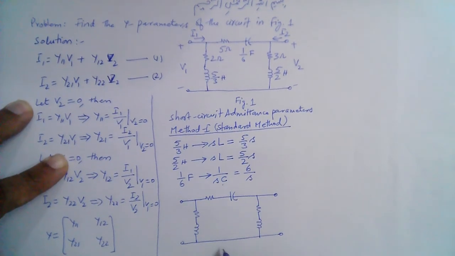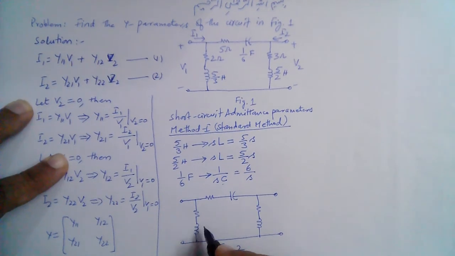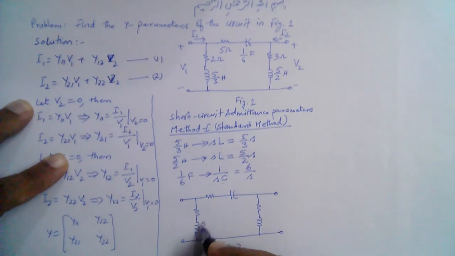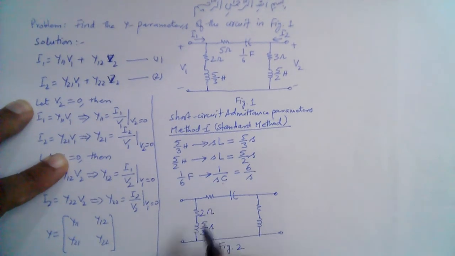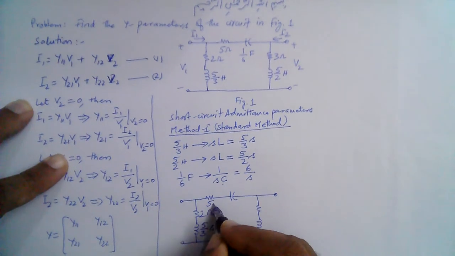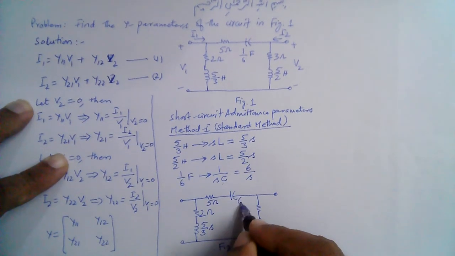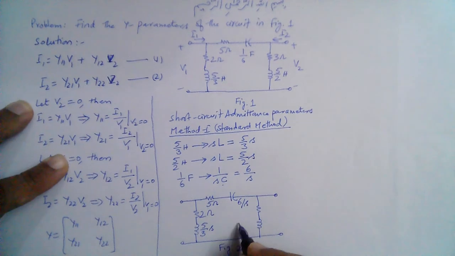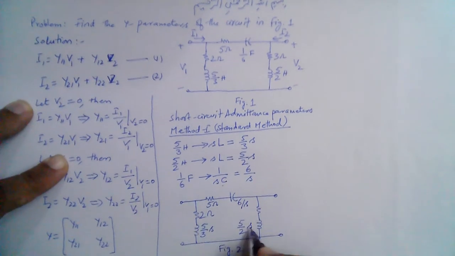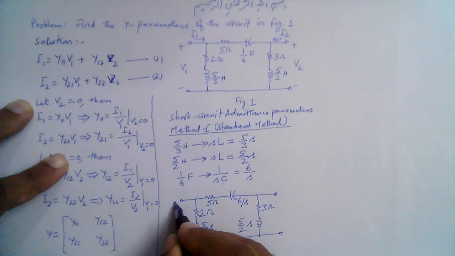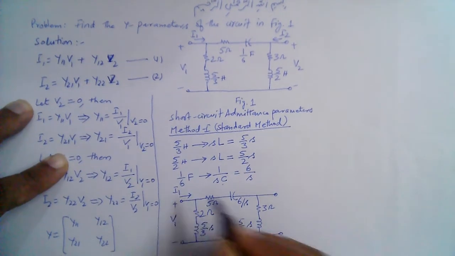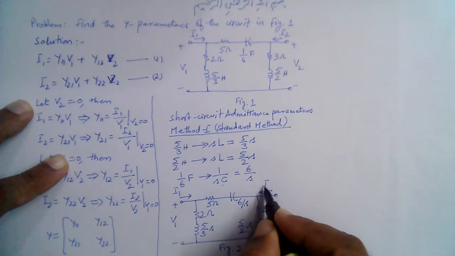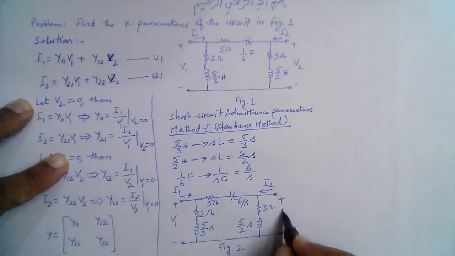Let me call this Fig. 2. So this is 5 over 3S. This is 2 ohm, it remains the same. This is 5 ohm. This is 6 over S. This is 5 over 2S. This is 3 ohm. This is the voltage at the input port V1. This is the current at the input port I1, current at the output port I2, and the voltage at the output port V2.